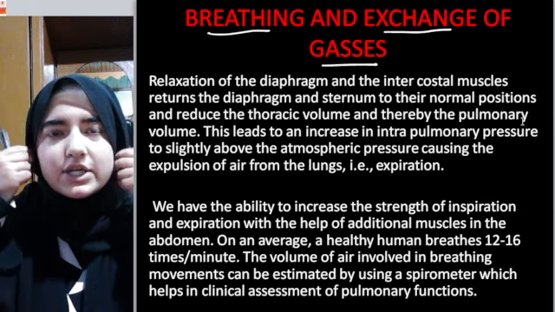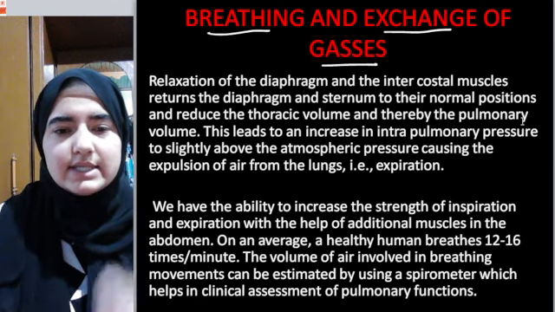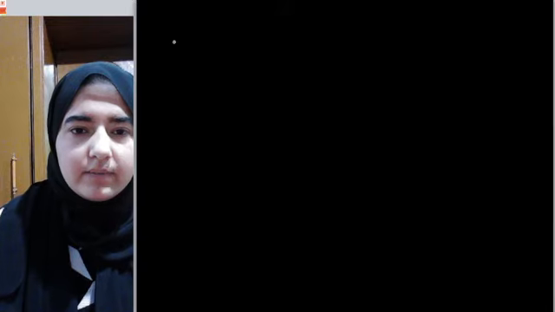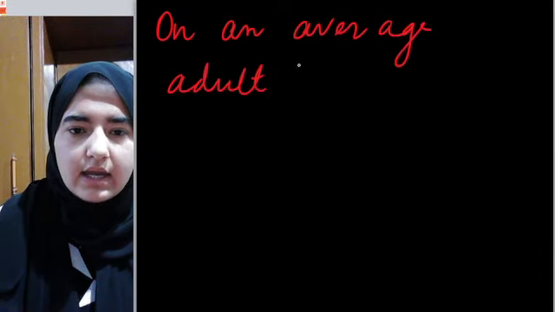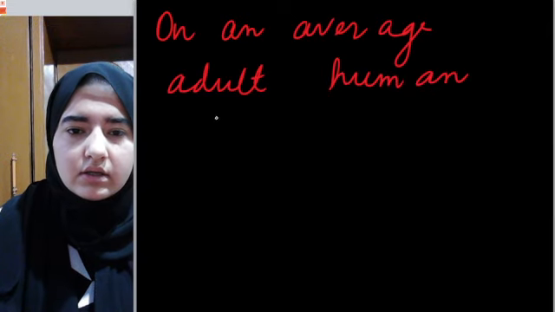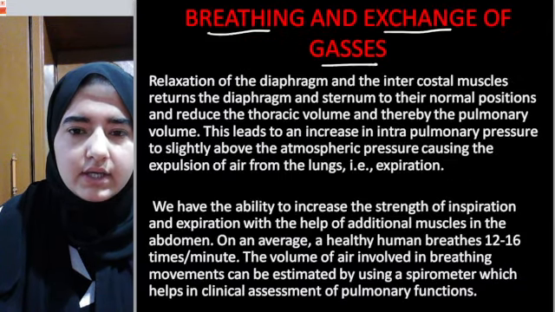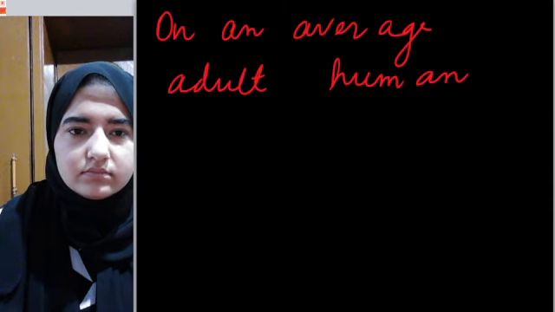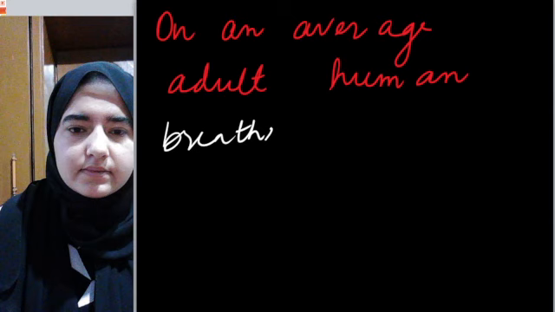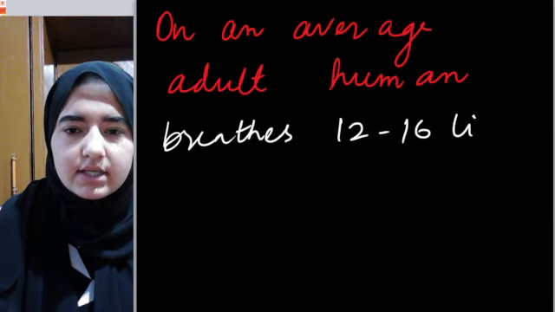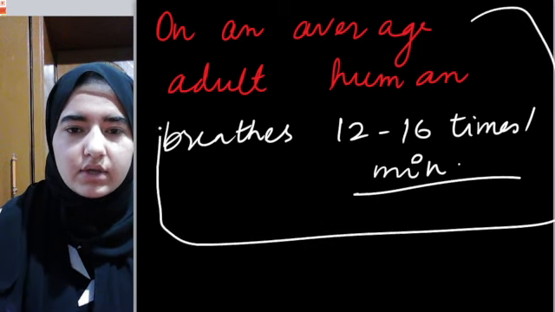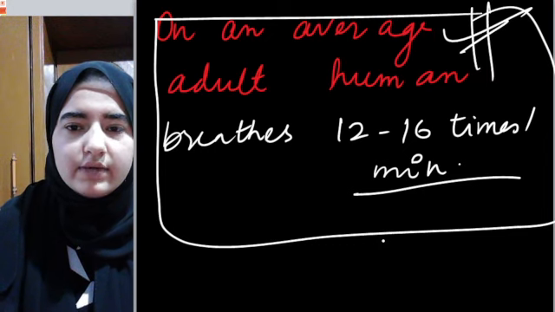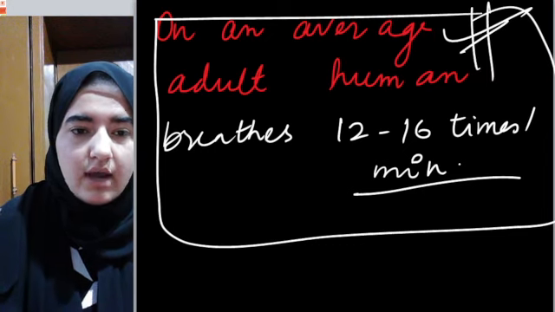On an average, a healthy adult human breathes 12 to 16 times per minute. You have to remember this data. You need to remember this data. Okay, on an average, an adult human breathes 12 to 16 times per minute, and you have to remember this as well.